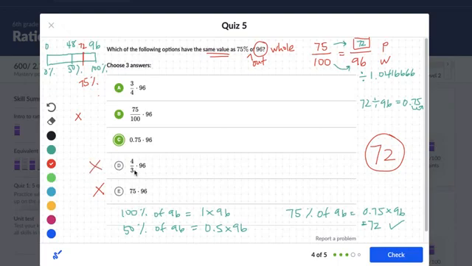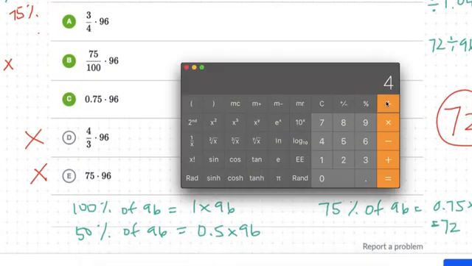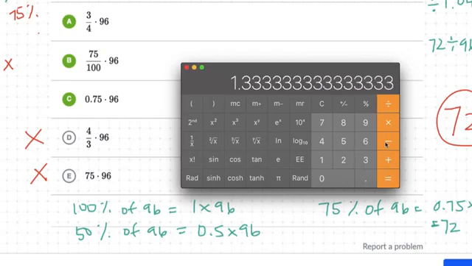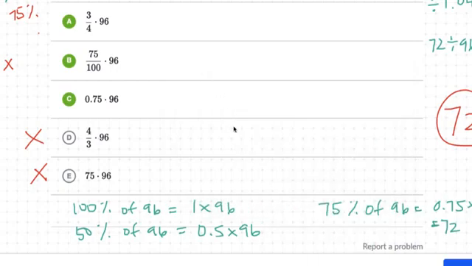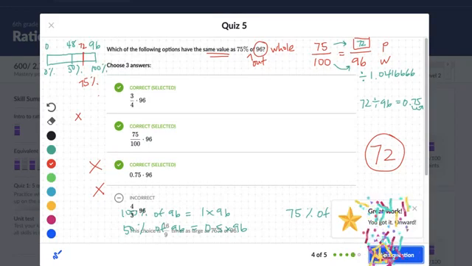This one's also not going to work because it's 4/3. That means it's more than 100%. It's overflowing. So that's also going to give you a huge number. 4/3 times 96. I'll show you. Right? 128. That's not 72 or 75%. It's way more than 75%. So the answer is A, B, and C.